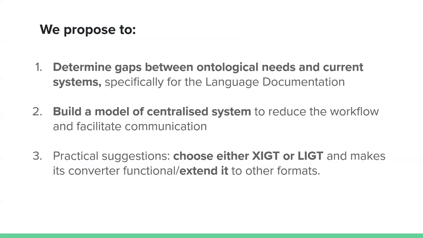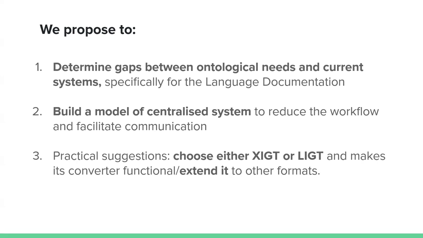Okay. To sum up, we propose three main steps. First, we'll identify the gaps between current systems like ELAN, FLEx, and XIGT, LIGT, etc., for example, the lack of a shared ontology, multimodality, or capability. And secondly, we aim to build a centralized data model, something like a hub that connects different formats and reduces redundant work between linguists and developers, programmers.